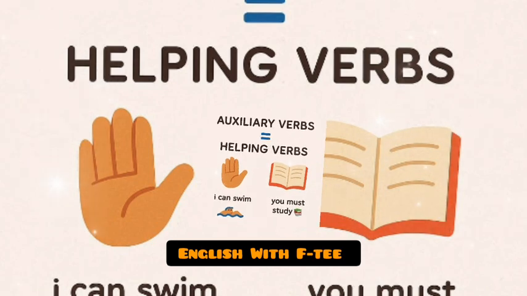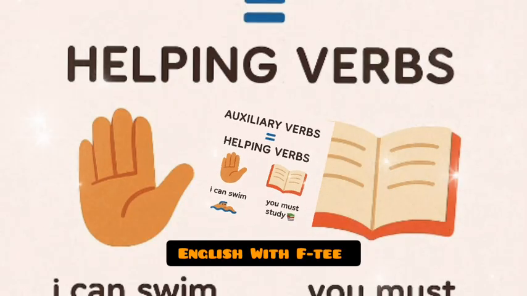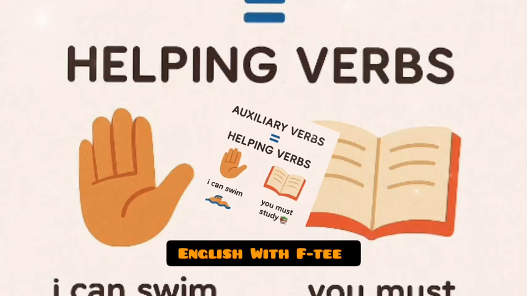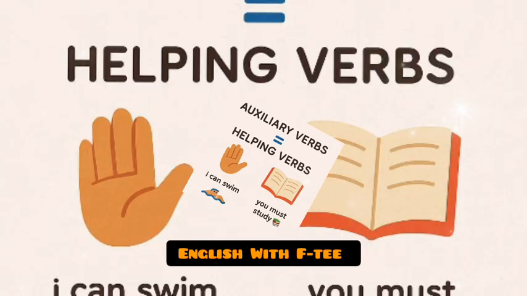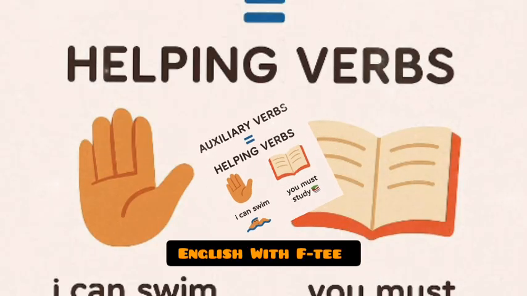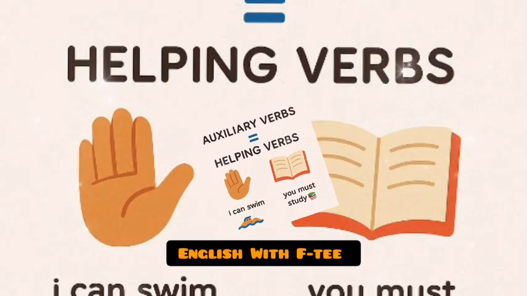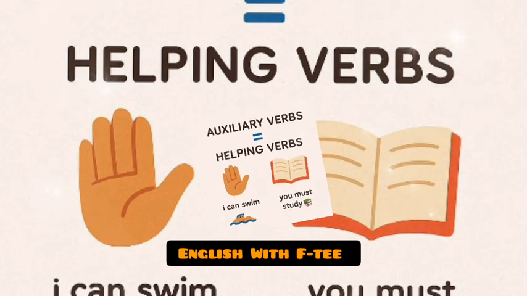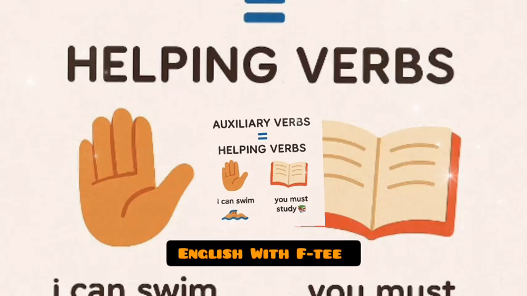Now let's move to the other type of auxiliary verb, which is the modal auxiliary verbs. The modal auxiliary verbs are verbs that are used to express ability, possibility, purpose, politeness, request, and so on. Can, could, may, might, shall, should, will, would, must, and ought are called the modal auxiliary verbs.